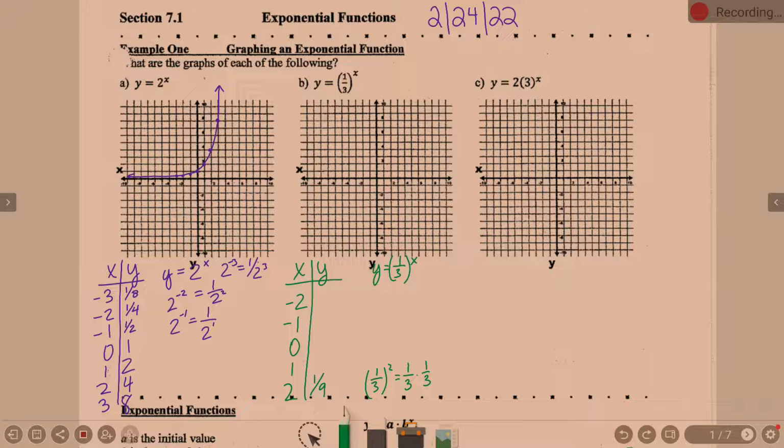Okay, what happens when I put in the power of 1? One-third raised to the first is 1/3, because anything raised to the power of 1 is itself. So right here, I'm going to fill in 1, 1/3. What about 0? Anything raised to the power of 0 is 1.